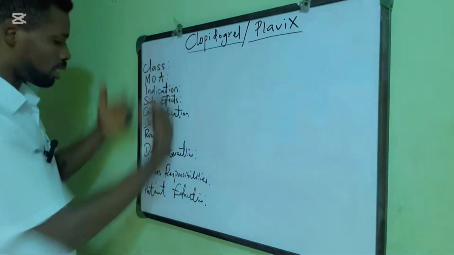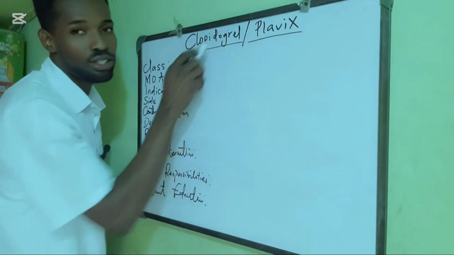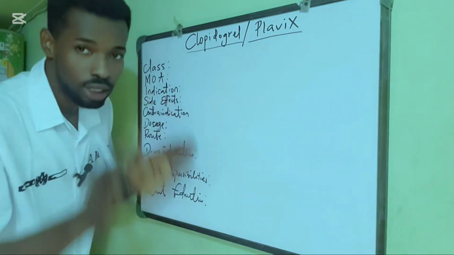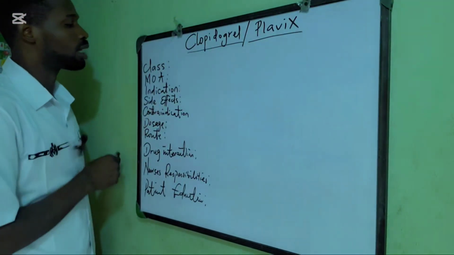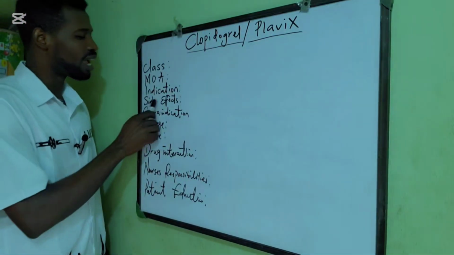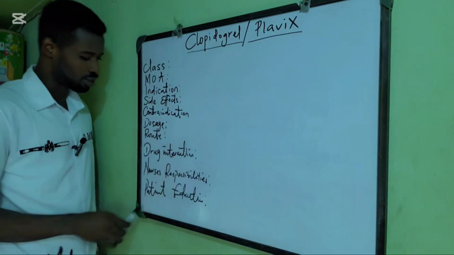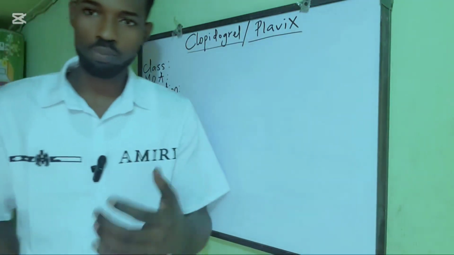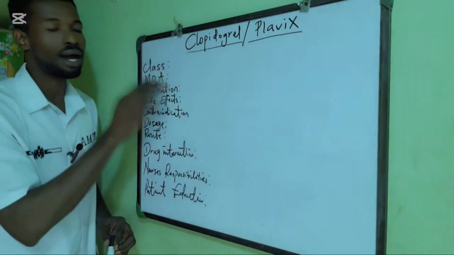Here are the guides we are going to use today to study this particular medication, and also why we normally co-administer it with antihypertensive medications. The first thing we're going to consider is the class of clopidogrel, the mechanism of action, the indications, the side effects, the contraindications, the dosage, the routes, the drug interaction, the nurse's responsibilities, and patient education. Please follow me right now. We are going to start from the class, taking it one after the other.